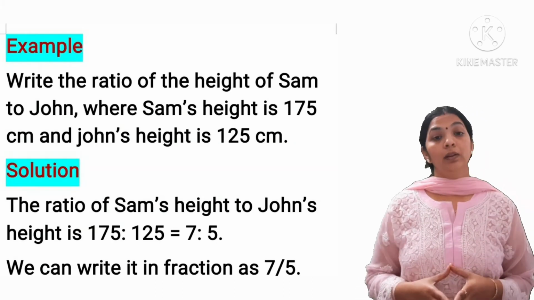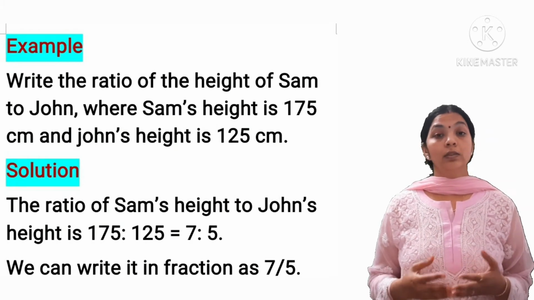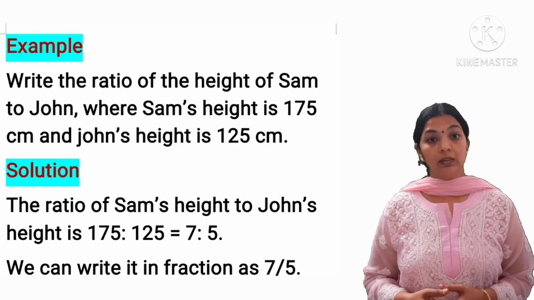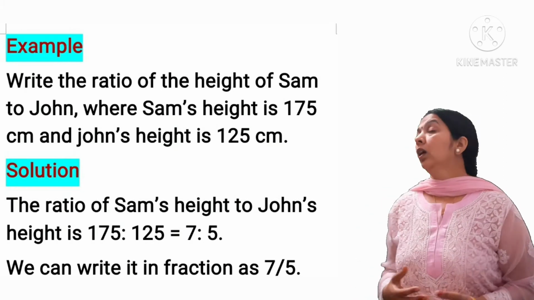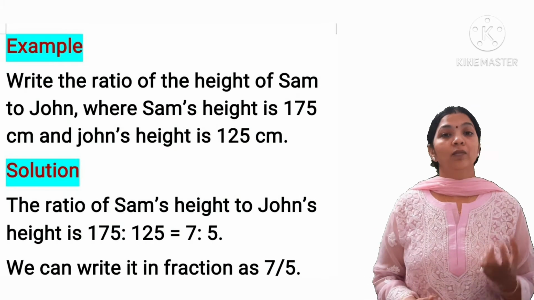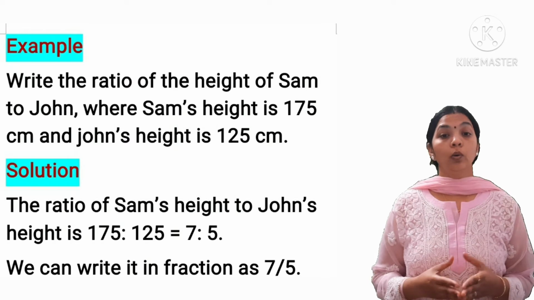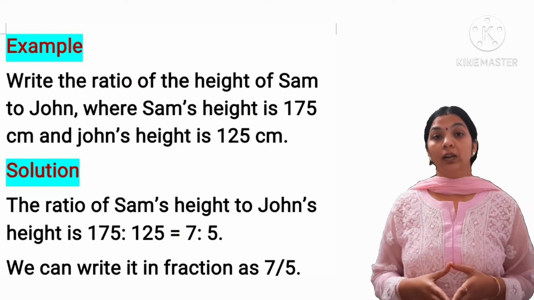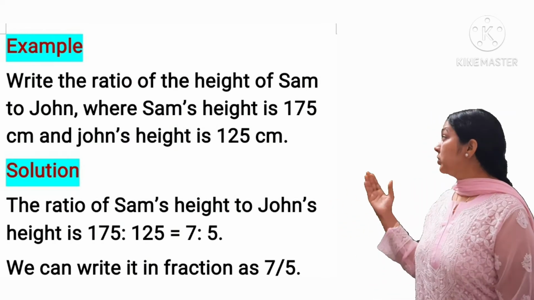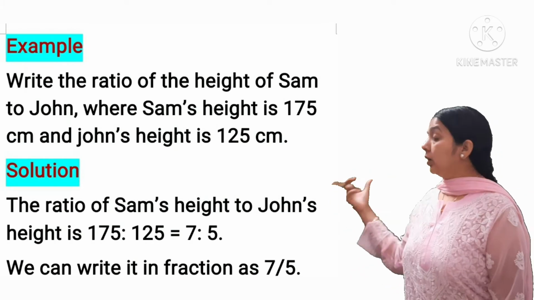Now, for example, write the ratio of the height of Sam to John, where Sam's height is 175 centimeters and John's height is 125 centimeters. Now, what do we have to do? We have to compare the height of both the students. So, for this, how can we write? In the form of ratio, we can write it as 175 to 125. This is the way to write down the ratio.